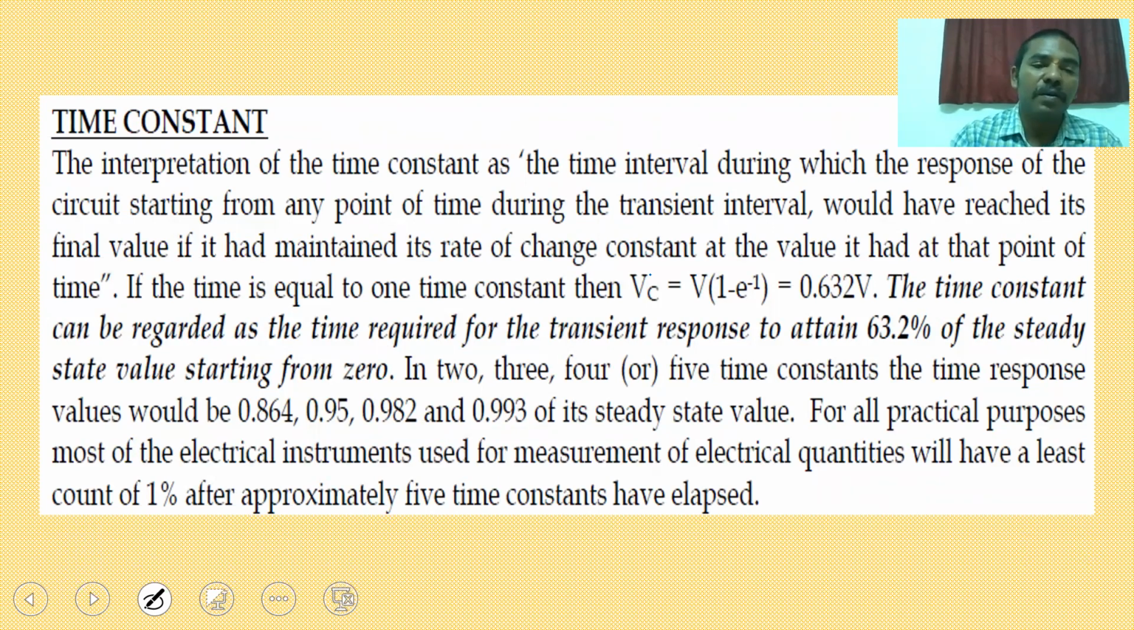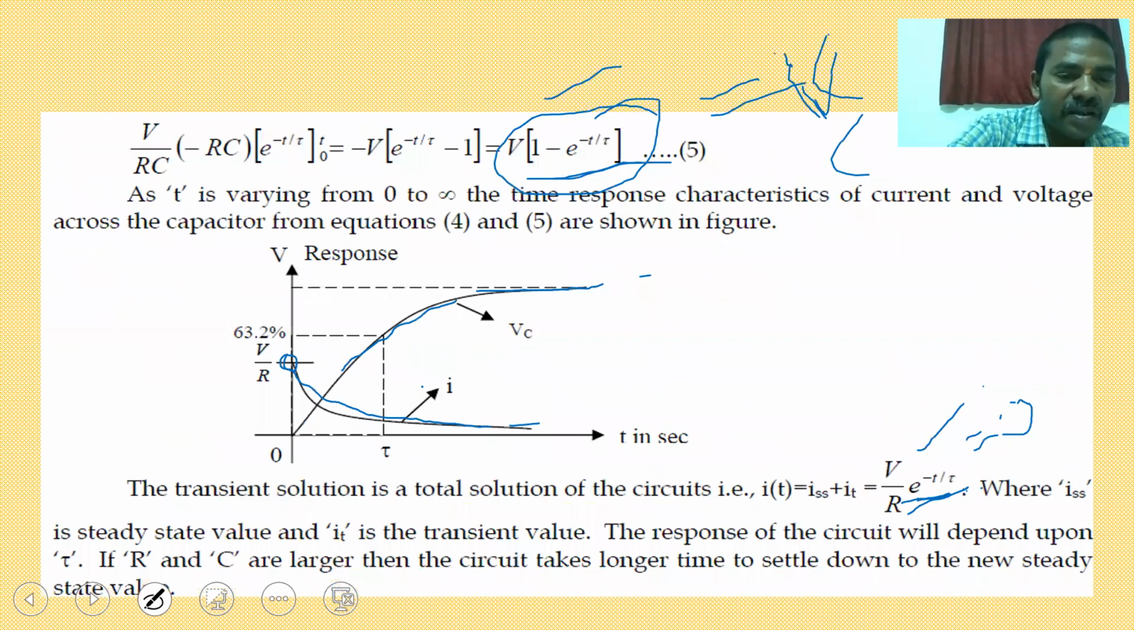Starting from 0, please remember, the time required for the transient response to attain 63.2% of the steady state value starting from 0. So this is your VC value starting from 0.